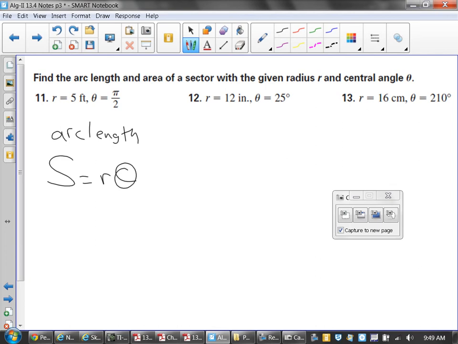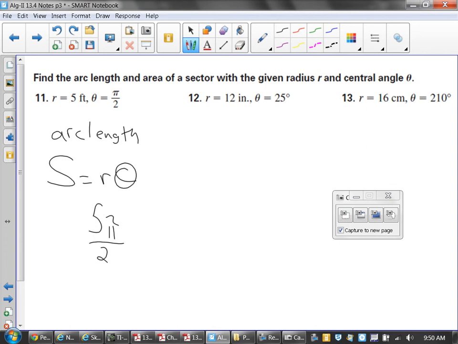If I'm looking at this first one, do I have to convert anything? Try to give it to me in terms of radians. Even if it's given in degrees, you still want it, you always give it in radians. These things will always be done in radians. So here we'd have 5 pi over 2.